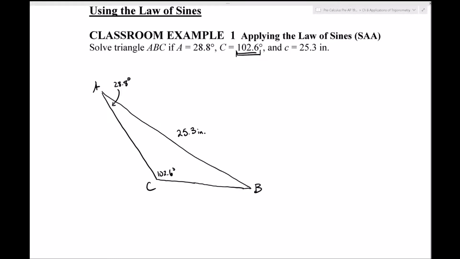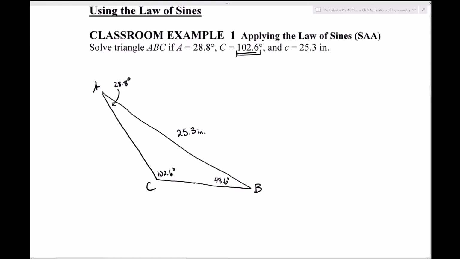So we'll start off here, 28.8, 102.6. Is there anything here that I could figure out using prior knowledge about triangles? And yeah, there is. If you remember, the three angles in a triangle have to add up to 180 degrees, and that's a freebie pretty much. So you take 180, subtract both of these, 102.6, and then minus 28.8. And in degrees, this angle is 48.6.